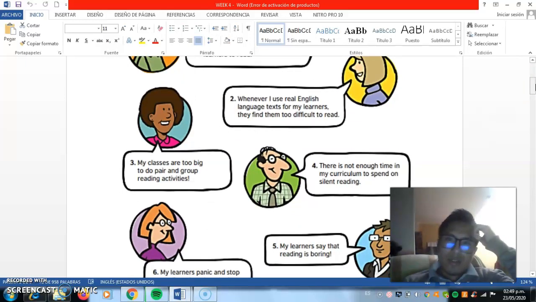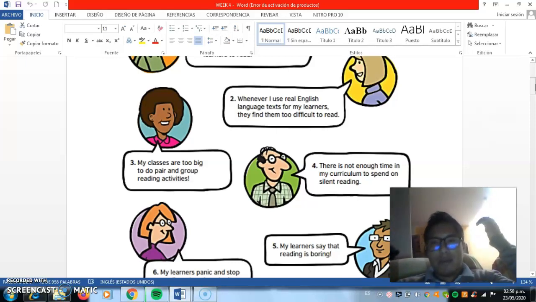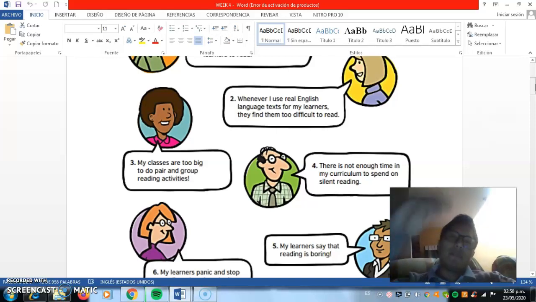But that's amazing. Number two, whenever I use real English language tests for my learners, they find them too difficult to read. It's important to take into account the level of English of your students. That's why you have to make a pretest maybe, in order to know their level of English. If we give our students some real English test that is really complicated for them, of course it's a challenge and it's very nice, but your students won't see it like this. They think it's very difficult and they don't want to continue reading, and they stop and they hate reading. So try to give something easy, step by step, little by little, until you face a really challenging reading test.